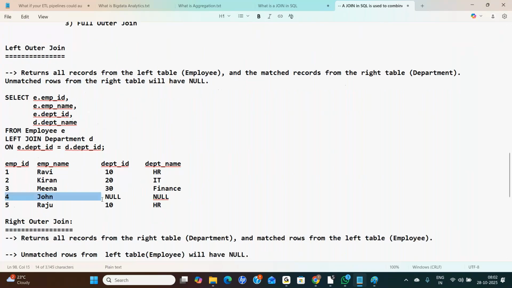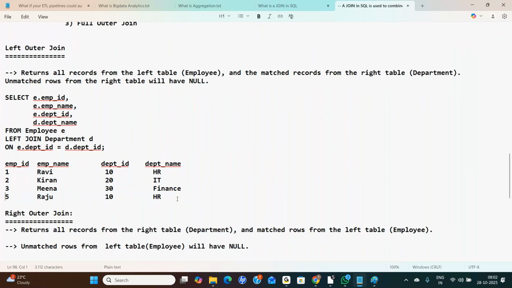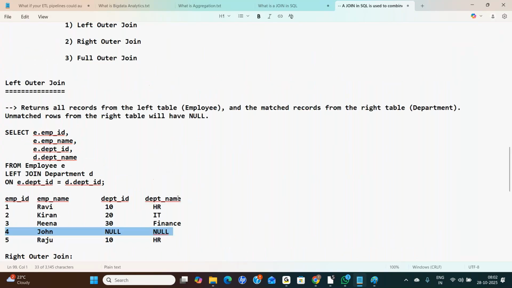Will this record be available? No. Yes, these are all matched records from both the tables. You have removed that record from the left outer join in the right outer join. Okay, fine, good.